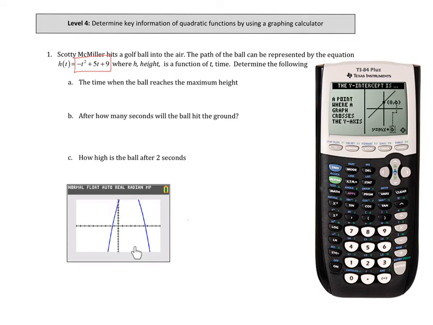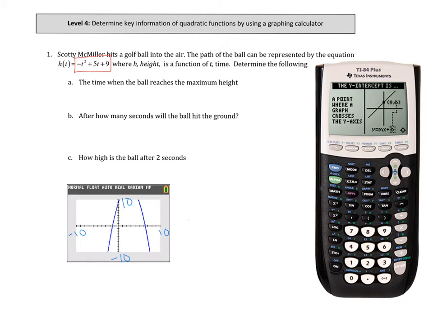If it doesn't look exactly like mine, you can press the zoom button, which is under the screen in the middle, and then if you press number 6 for zoom standard, it gives you the standard window, which is shown in my picture. That just means that the x-axis goes from -10 to 10, and the y-axis goes from -10 to 10. And that's always a good place to start. It's not actually what we want because we need to zoom in a little bit and go up higher.